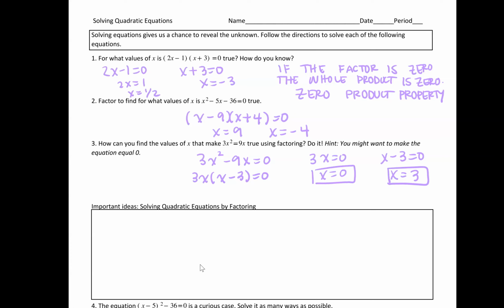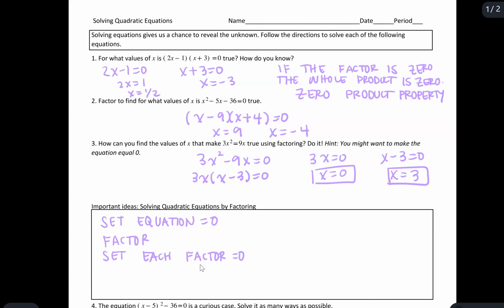Okay, so solving by factoring, what do we do? Set the equation equal to 0. We're going to factor. Set each factor equal to 0 and solve. We always like to check our solutions just to make sure they make sense.